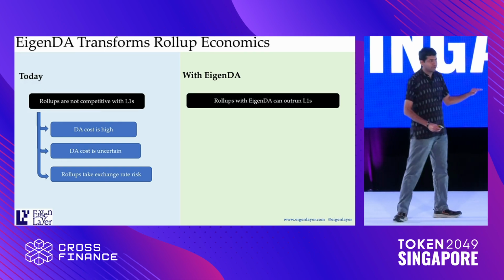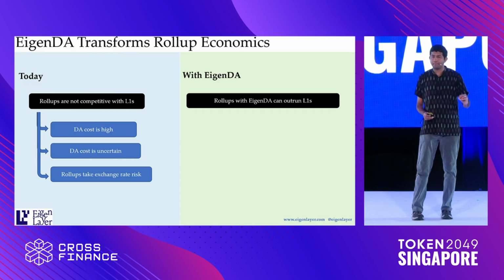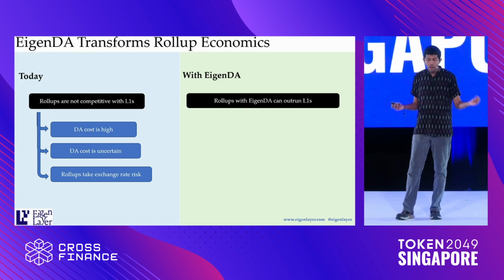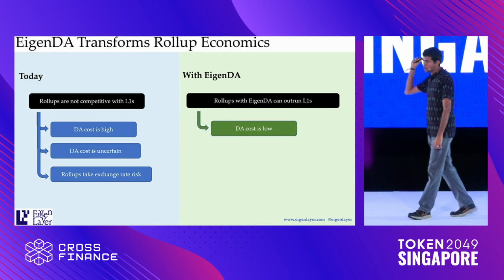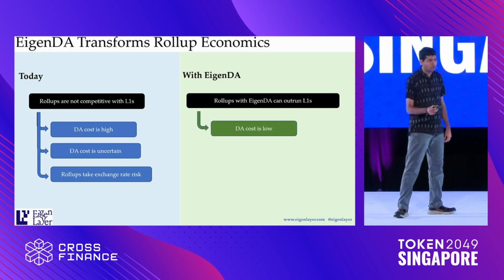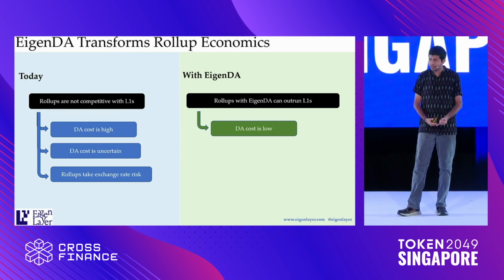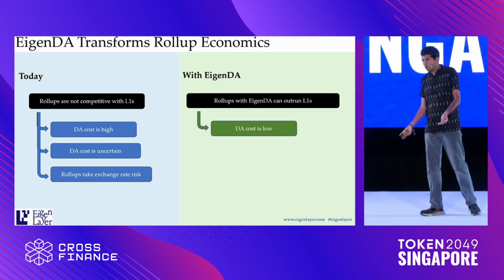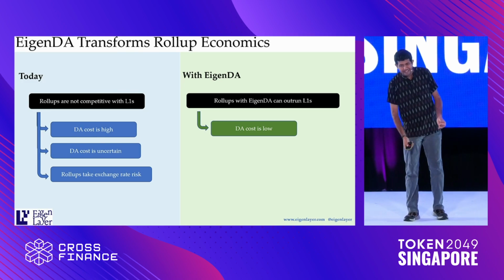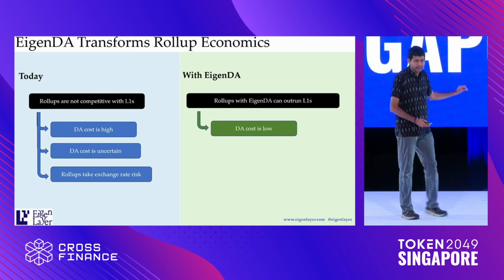EigenDA transforms all of this and makes rollups far more competitive than building your own layer 1. How is this? So the first one is data availability cost is really low. Why is it low? It's low because of the reasons I laid out earlier. No capital cost because capital is shared with Ethereum staking. No operating cost because every node downloads very little. So the DA cost is actually very low.